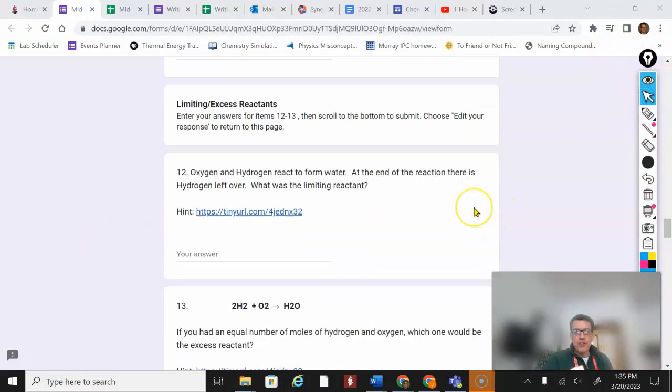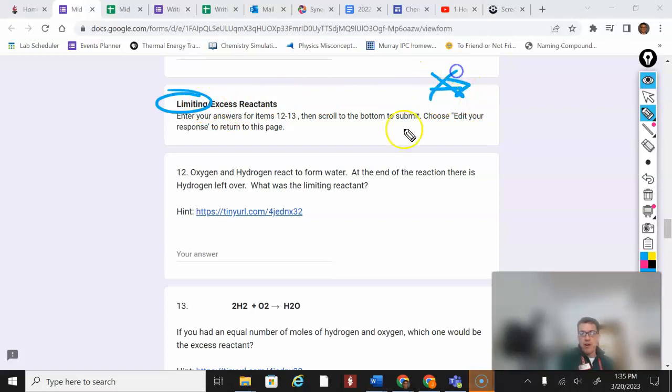Question 12 and 13 are about limiting and excess reactants. Again, a limiting reactant simply is what we're going to run out of in a chemical reaction. So if we've got a couple of things that are reacting together, limiting means we're going to run out of it. It's going to be gone. So once we get to the end, the limiting reactant is what causes the arrow to stop working. The process of whatever reaction we have is going to end at that case.